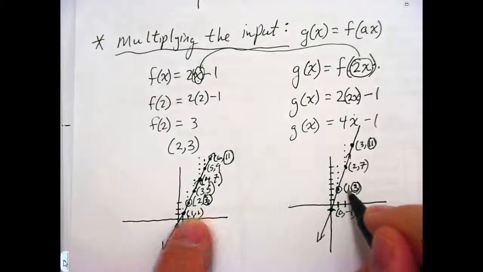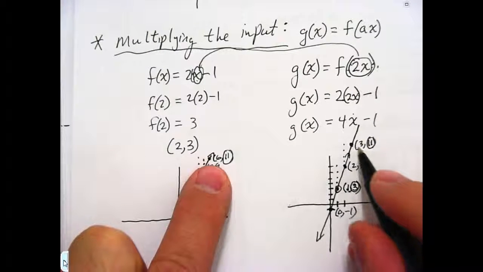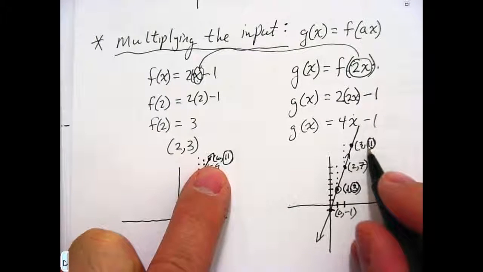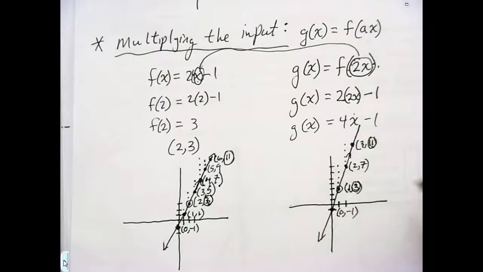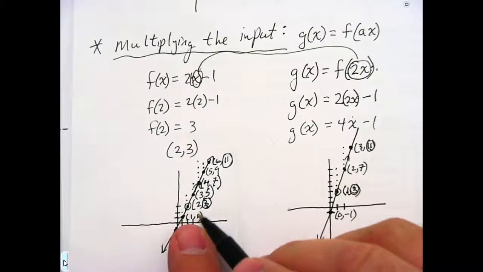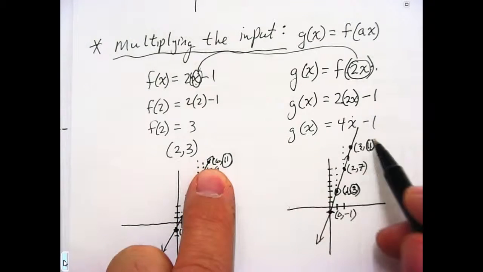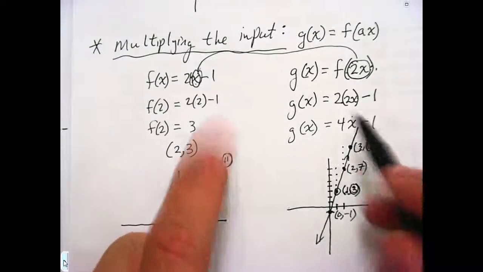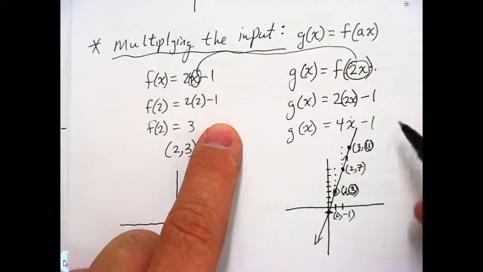What's happened to both? We had 2, 3 here. Now we have 1, 3. We had 6, 11 here. Now we have 3, 11. What's happened to both of those? Yeah, their input cut in half. The input that was 2 is now 1. The input that was 6 is now 3. What if my input was 8? What do you think it's going to be over here? 4. It cuts in half.